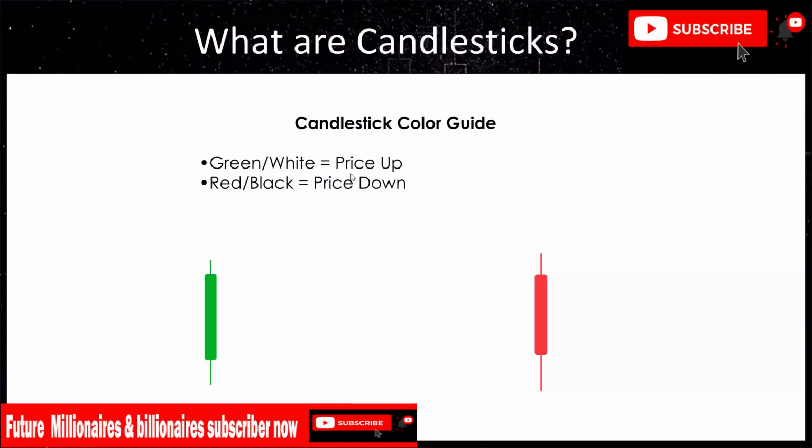Now, to understand candlesticks, we need to understand what each of them means. The color of a candlestick is very important. Green or white candlesticks indicate that prices have gone up during the trading period, whereas red and black indicate that prices have moved down. Now, this is important because the position of the open and close changes based on the color of your candlestick. Green candlesticks are strong if you're hoping the price is going to go up. Red candlesticks are strong if you're hoping the price will go down.